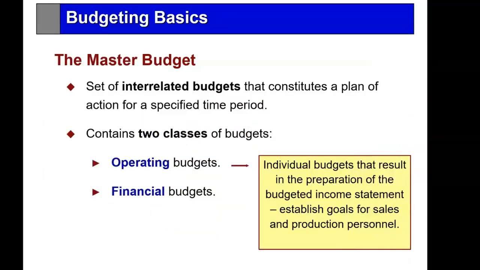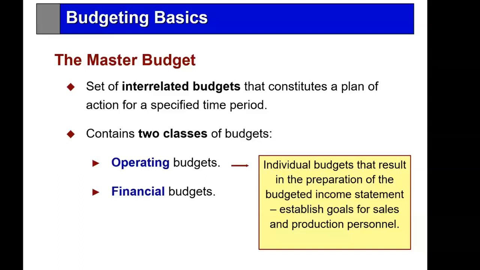Now, we have what's called the sales budget and the production budget and selling and admin budget and so on. All those budgets together are referred to as the master budget. The master budget is the set of interrelated budgets that constitute the plan of action for the upcoming year. And there are two classes of budgets.